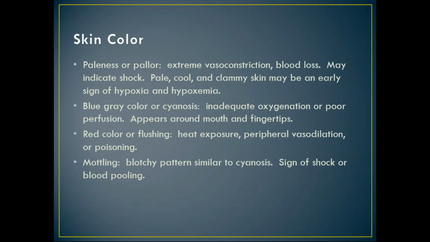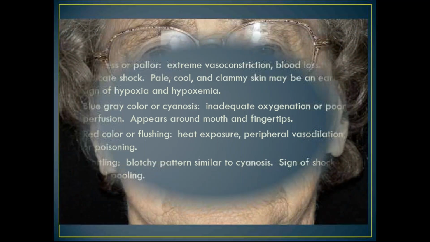Lastly, we could see mottling of the skin, which is going to be a blotchy pattern. This is similar to cyanosis, but oftentimes we don't see the bluish color associated with this. Now, this is a sign of shock, or it could be a sign of blood pooling as well. So here, we see this patient, pretty pale, depicting that pallor.